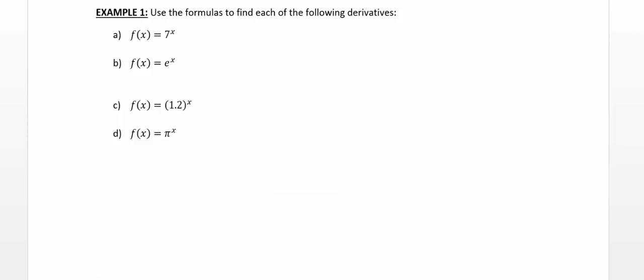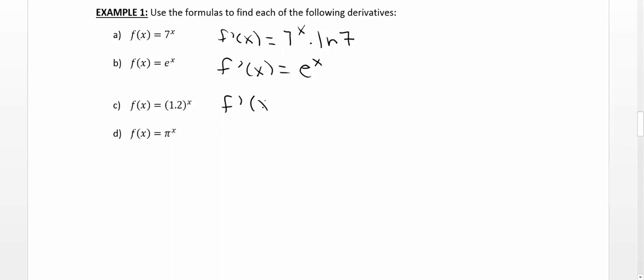Example 1. Use the formulas to find each of the following derivatives. So for the first one, we have 7 to the x. Our formula says when we have an exponential function, we're going to get the same thing back times the natural log of the base. So the derivative is 7 to the x times the natural log of 7. Our next function is e to the x. That was our special case we just talked about. And so the derivative of e to the x is e to the x.